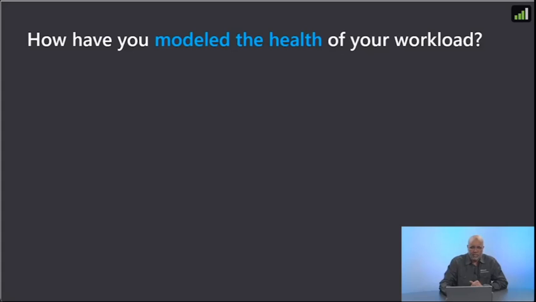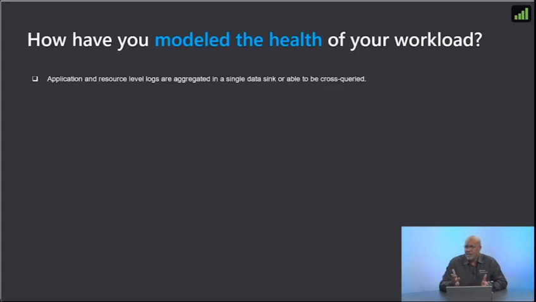Let's look at the questions. Application and resource level logs are aggregated in a single data sink or able to be cross-queried. To build a robust application health model, it is vital that application and resource level data be correlated and evaluated together to optimize the detection of issues and troubleshooting of detected issues.